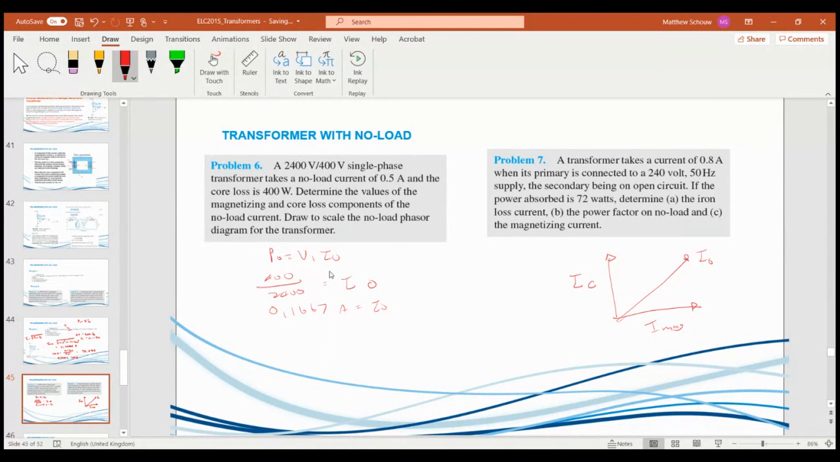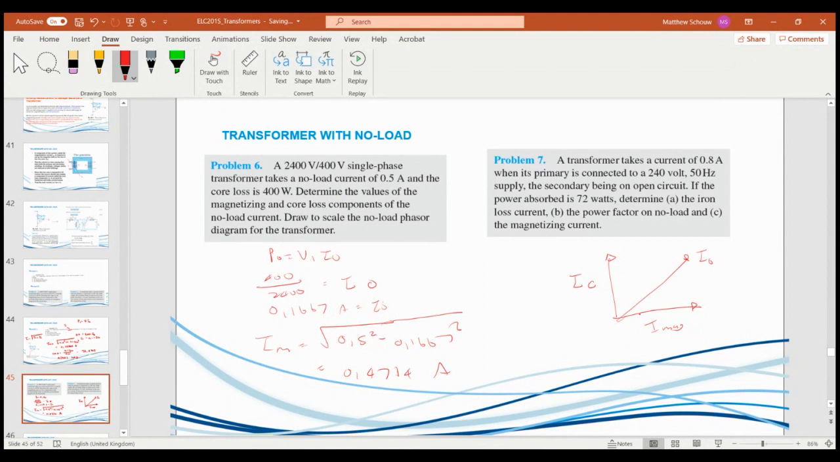And then obviously to find the other value, the Im value, it's going to be the square root of 0.5 squared minus 0.1667 squared. That's the magnetizing value, because we have the no load current, which is that. You just flip your thing around. So 0.4714 amps. Okay, cool. So then you've got the two components, it's this and that.